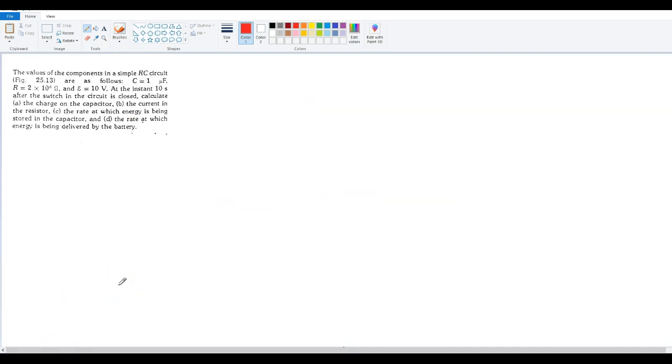Continuing right along to the next one, the values of the components in a simple RC circuit are as follows: C equals 1 times 10 to the negative 6 farads, R equals 2 times 10 to the 4th ohms, and E is equal to 10 volts. At the instant 10 seconds after the switch in the circuit is closed, calculate the charge on the capacitor.